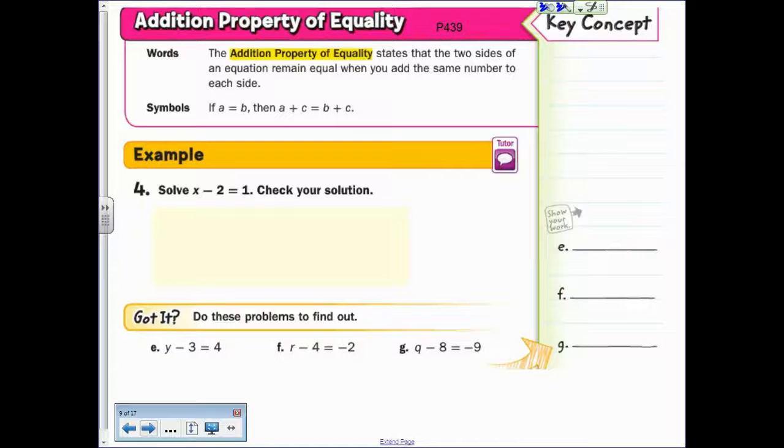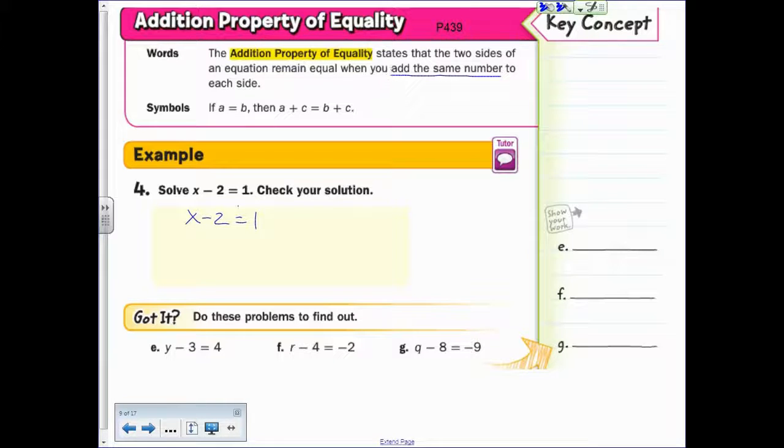Let's move on to the addition property of equality. The subtraction property of equality said that we can subtract something from both sides of the equation. As long as we subtract the same thing from both sides, the equation remains equal. The addition property of equality states that the two sides of an equation remain equal when you add the same number to each side. So this is exactly the same thing, except instead of subtracting the same number, you're adding the same number. So take a look at example 4, which says x minus 2 equals 1.